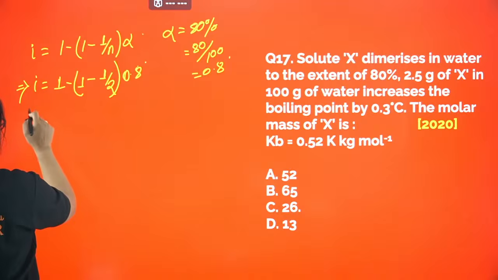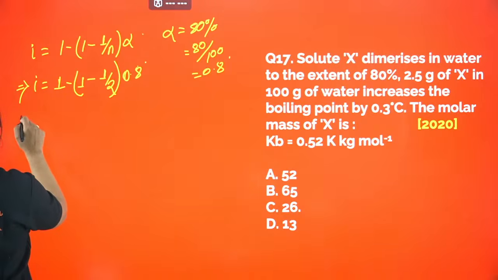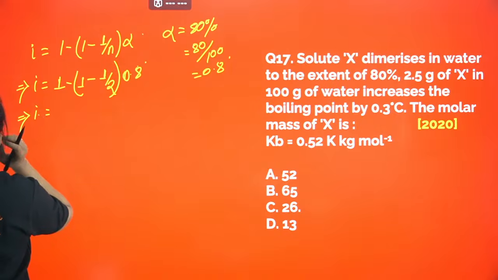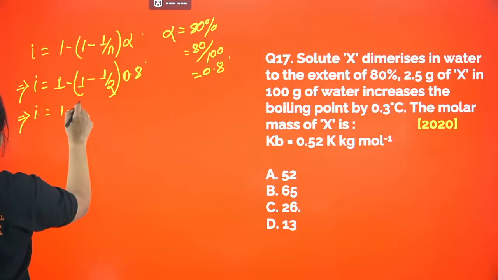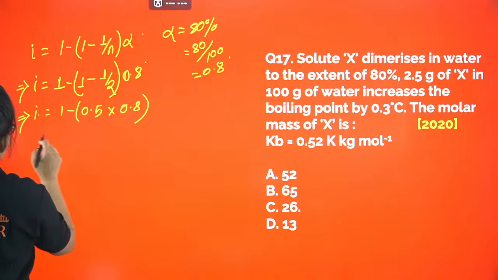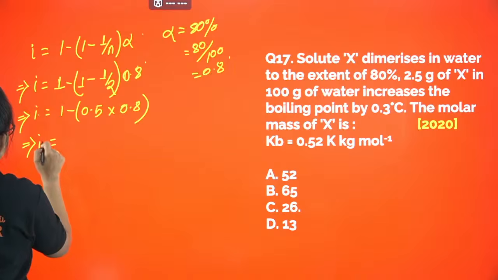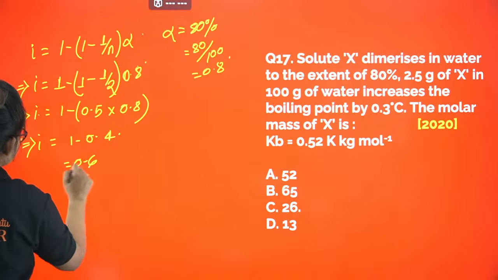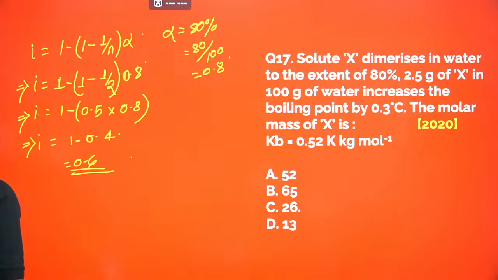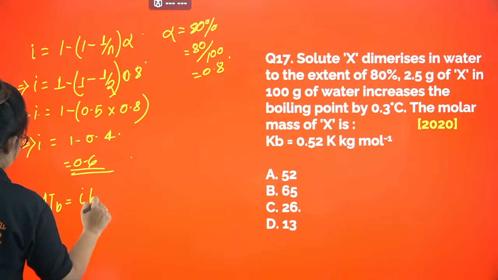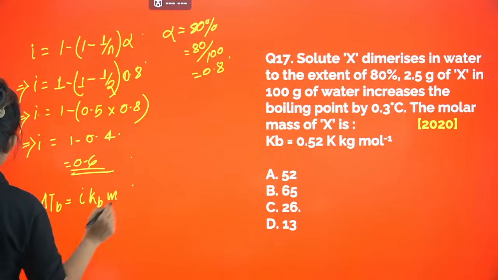0.8. Okay, let's calculate the i value. So i equals 1 minus, so from here I am getting 0.5 into 0.8. So from here I am getting 1 minus 0.4, that is 0.6. Okay, so now again delta Tb formula, delta Tb equals i into Kb into m.